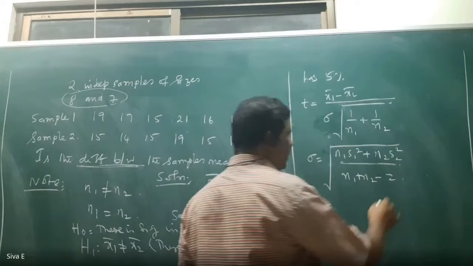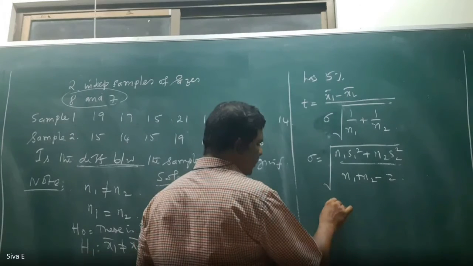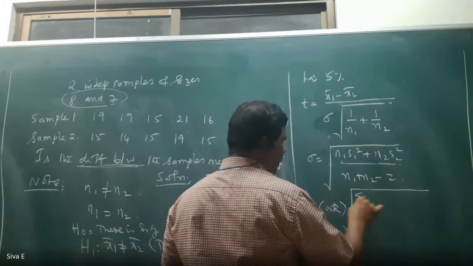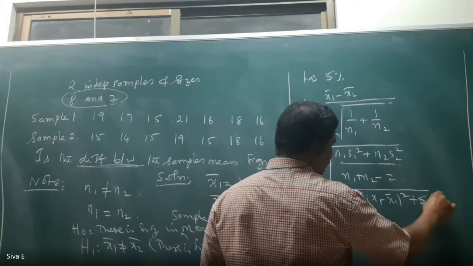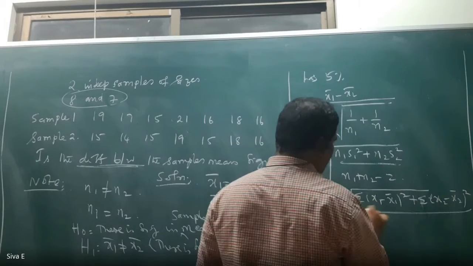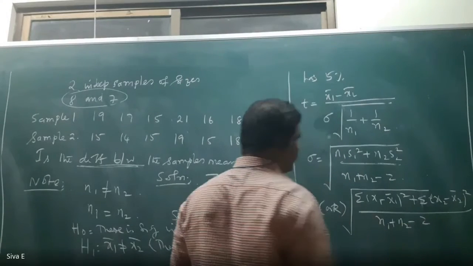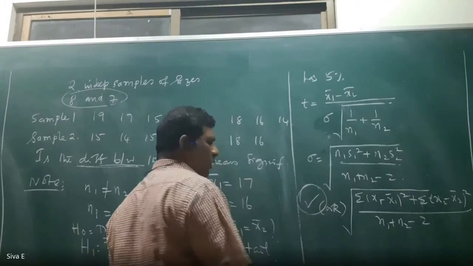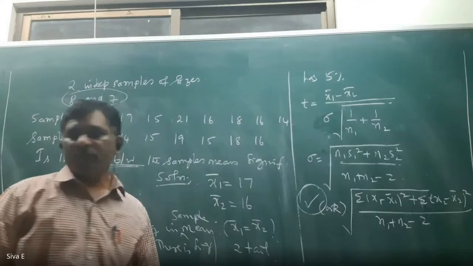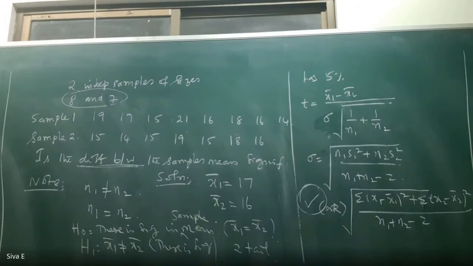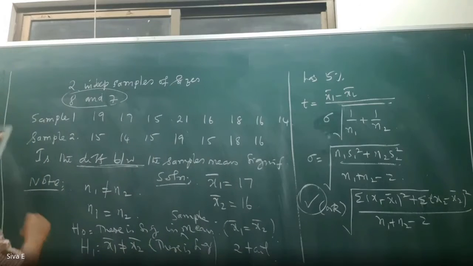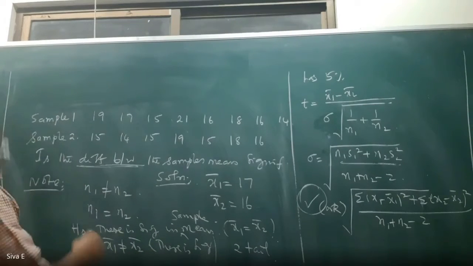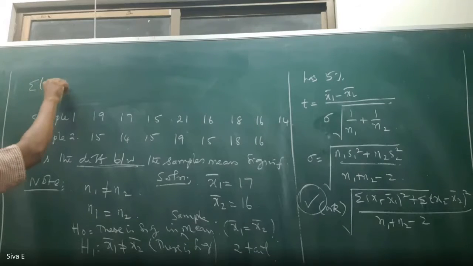One more formula is the direct method, that is, sigma equal to square root of (summation of (x1 minus x1 bar) whole square plus summation of (x2 minus x2 bar) whole square) divided by (n1 plus n2 minus 2). So here we are going to use the second formula. So what is that? Summation of (x1 minus x1 bar) whole square, here x1 bar is 17.